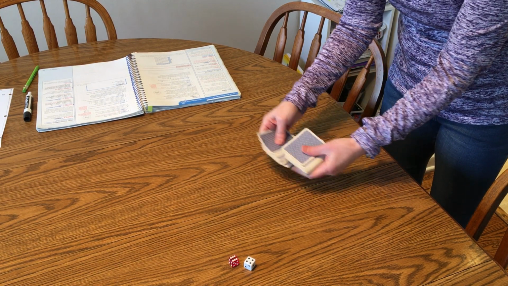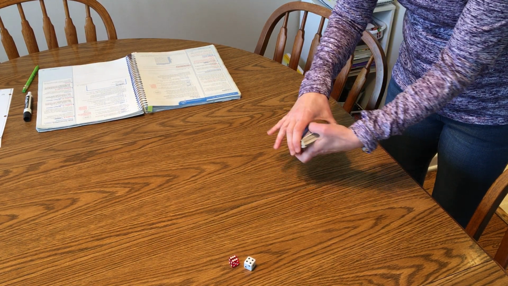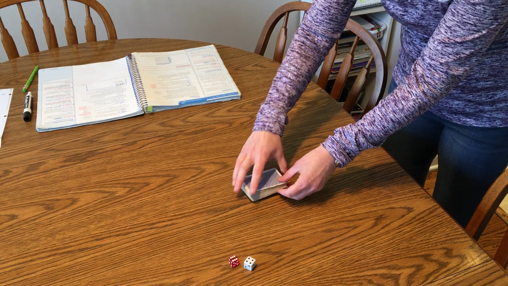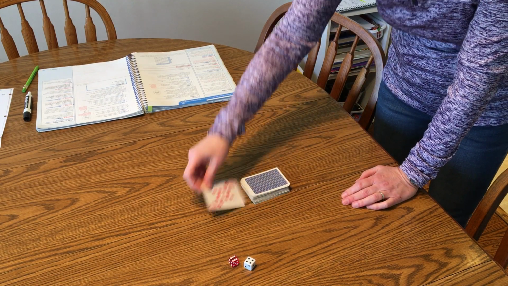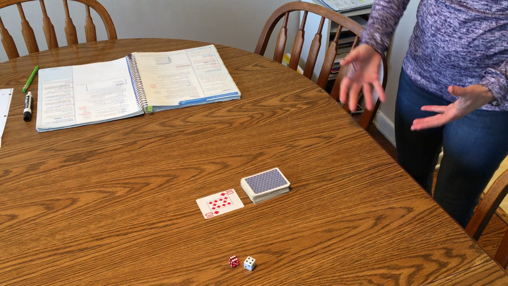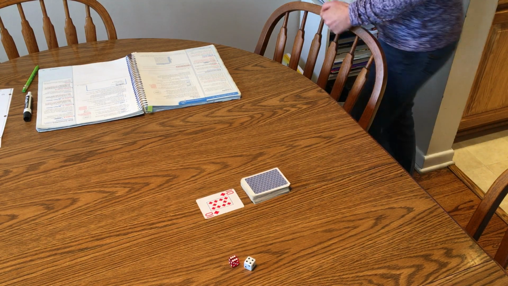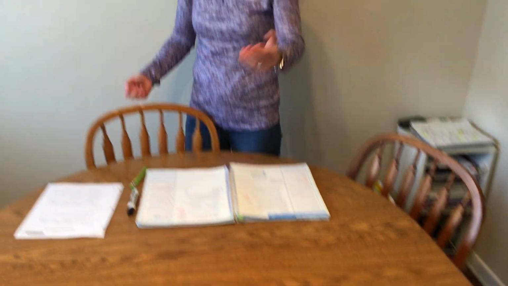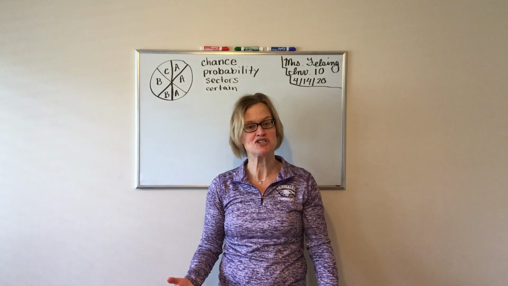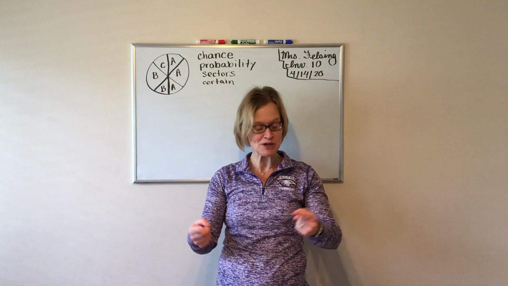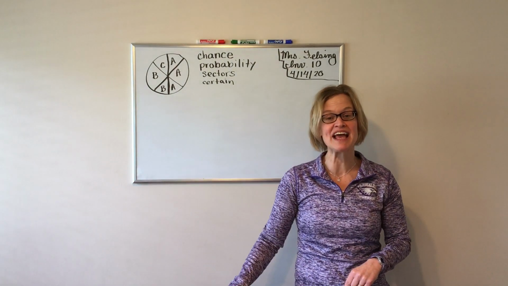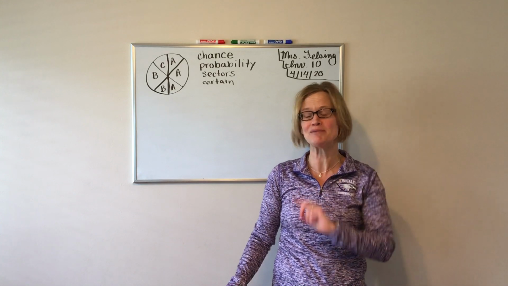Got my deck of cards here. Three of hearts. Three of hearts ready. Oh, ten of diamonds. Bummer. Well, what were the chances, right? At least I tried. Welcome to investigation number 10, fourth grade on probability.